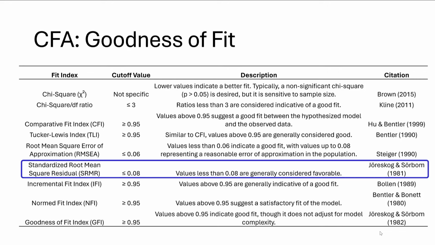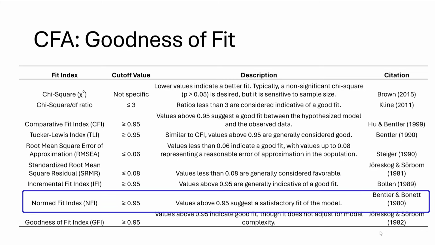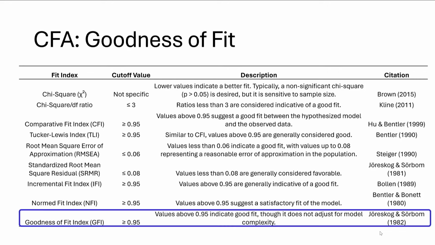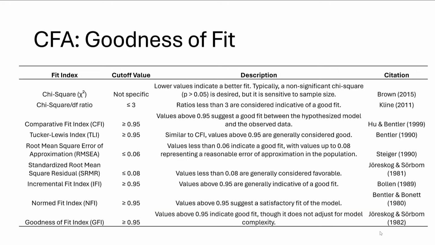0.08. And for the incremental fit index or IFI, values should be equal to or greater than 0.95, and normed fit index values should be greater than or equal to 0.95, and goodness of fit index GFI should be again equal to or greater than 0.95. So as you can see, some measures are what we call goodness of fit, others are badness of fit. So this means that the higher they are, the better, or the higher they are, the worse. So this is in brief the CFA and EFA.